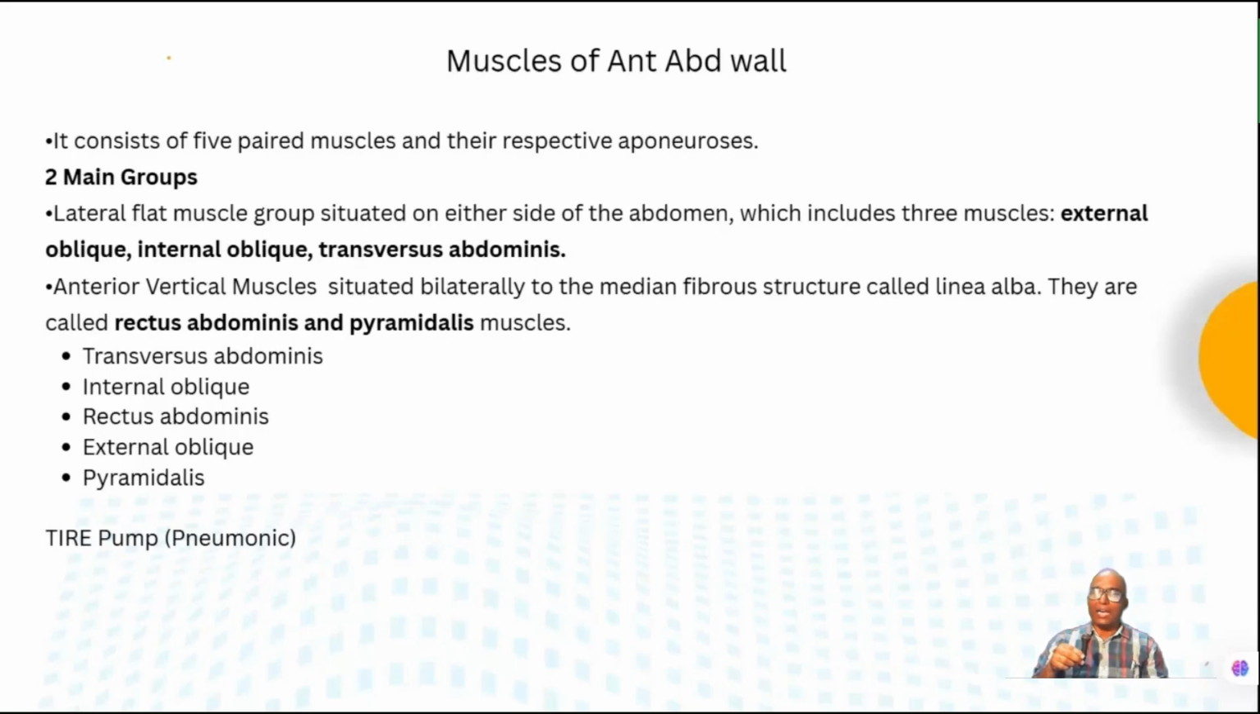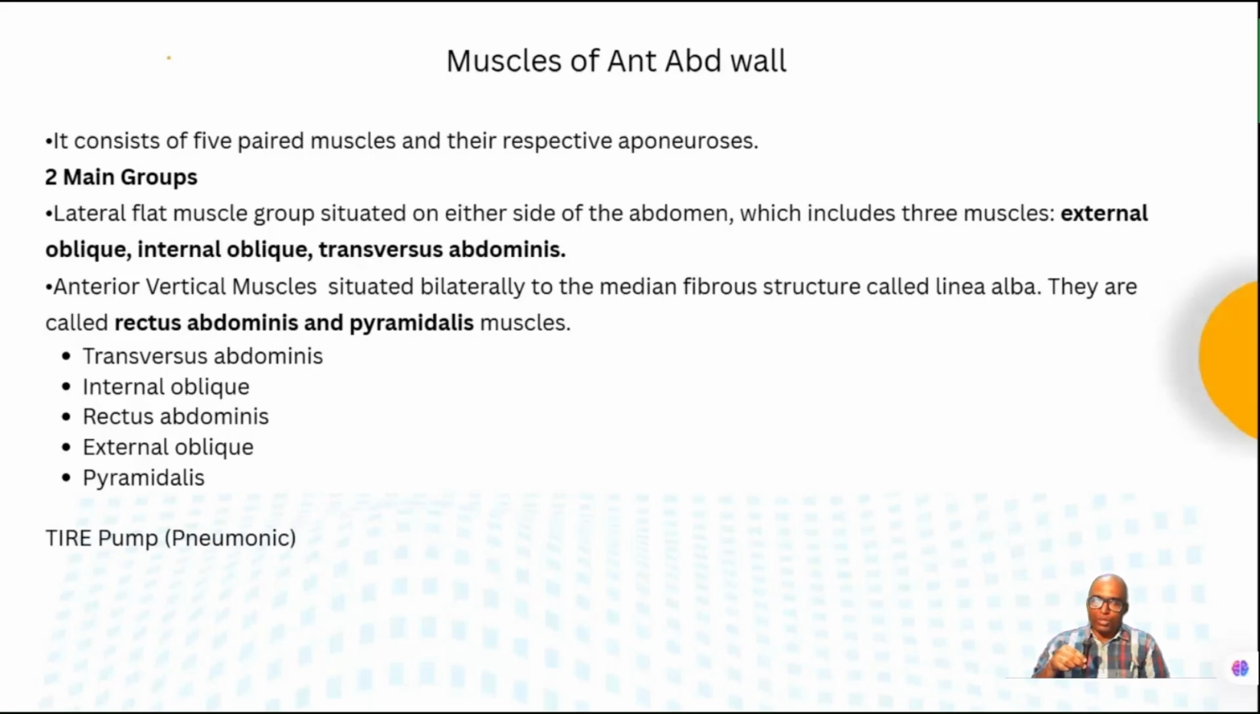Now, the anterior vertical muscles are situated bilaterally to the median fibrous structure called the linea alba. On either side of the linea alba you will have these vertical muscles. They are the rectus abdominis and pyramidalis. Pyramidalis is a small muscle, but don't forget there is one SBA on pyramidalis also. It is absent in 20% of people. That is also one of the SBAs: in what percentage of patients is it absent? So what we have seen is a total of five muscles, three lateral and two central.